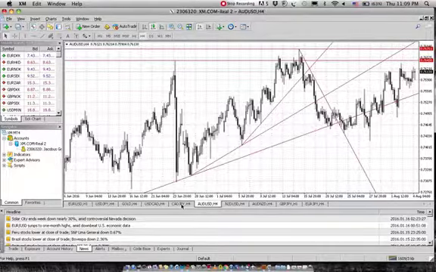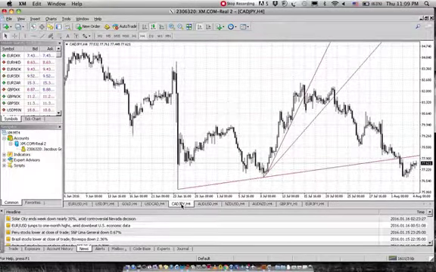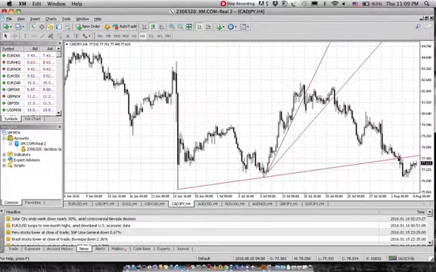Canadian dollar, Japanese yen. We've been looking at this one quite closely the last couple of days. We saw that it broke through this trend line over here. It's now seemingly going back to test the back of this trend line.